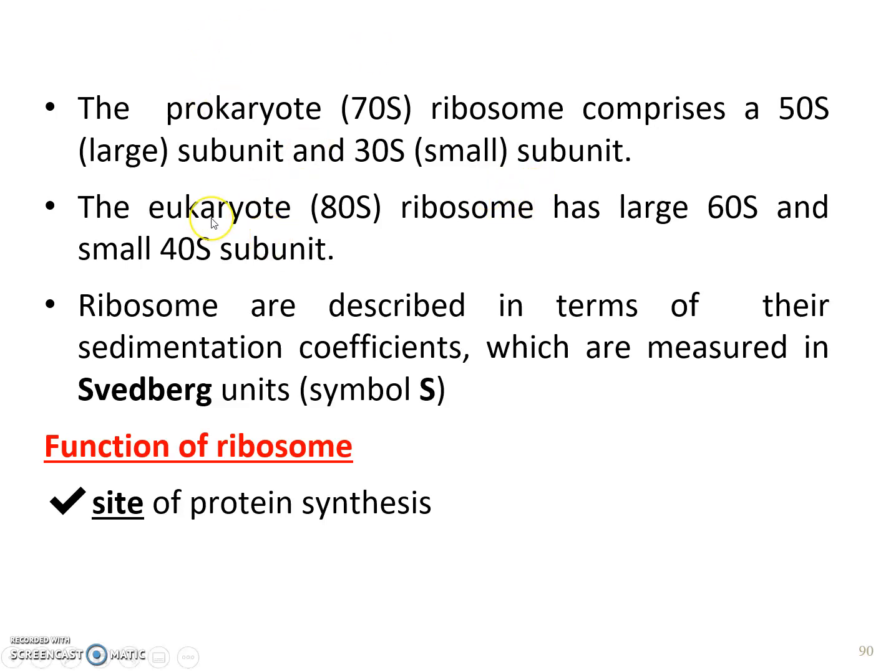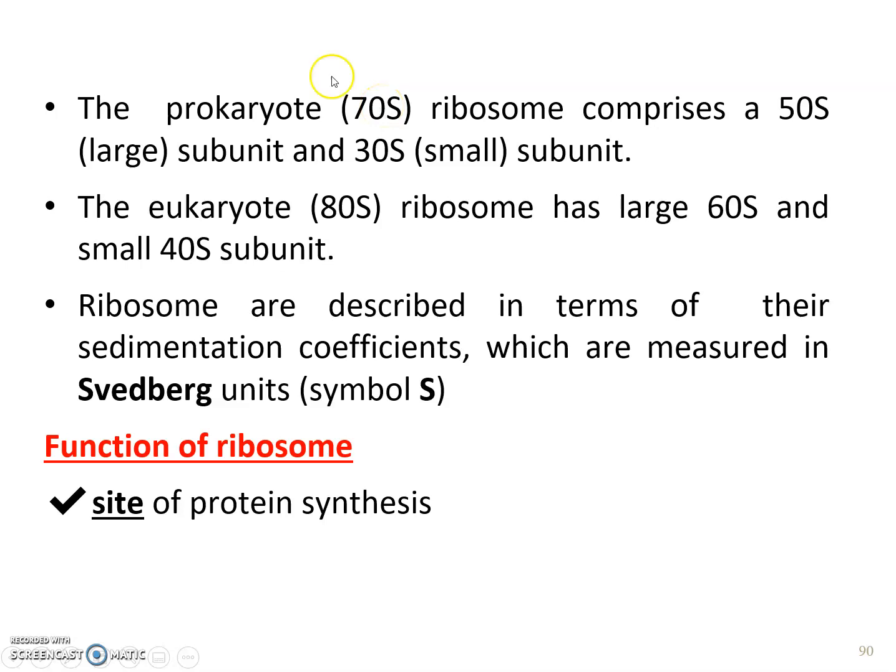So the size of the ribosome is 80S. S stands for Svedberg. Svedberg is the unit we use to measure by the sedimentation coefficients. For prokaryotic cells, the size is 70S.